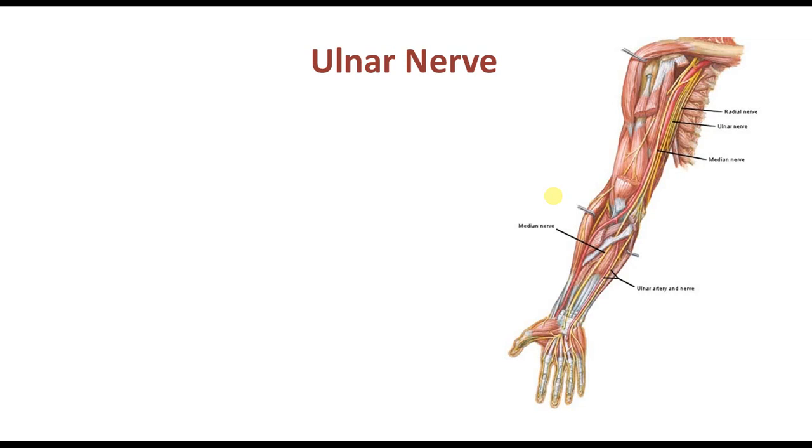So the next nerve which we are going to deal with today is the ulnar nerve. The median nerve we have seen, mainly it supplies the thenar muscles of the thenar eminence, the first and second lumbricals. Then it supplies the lateral 3.5 digits.